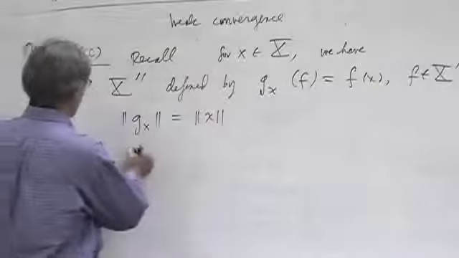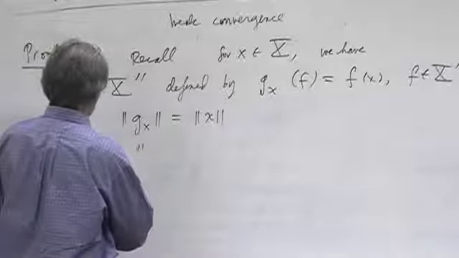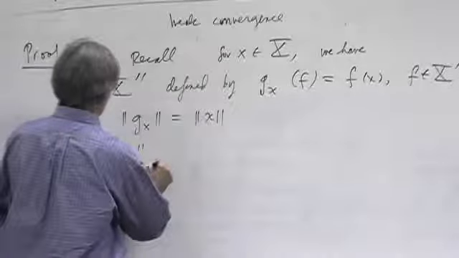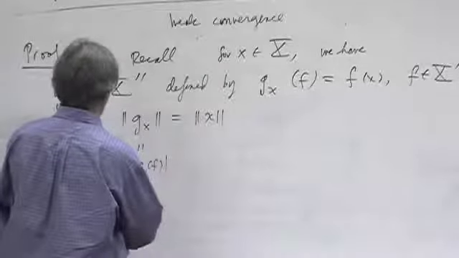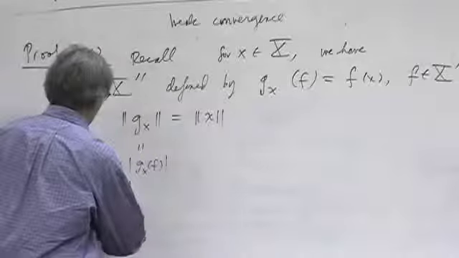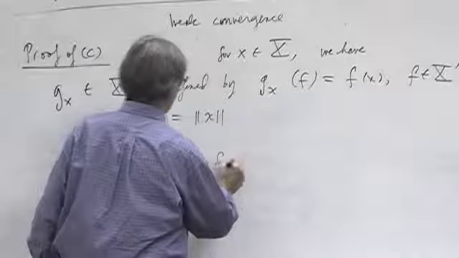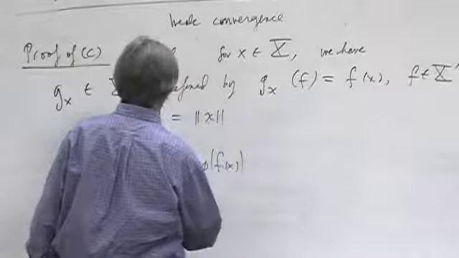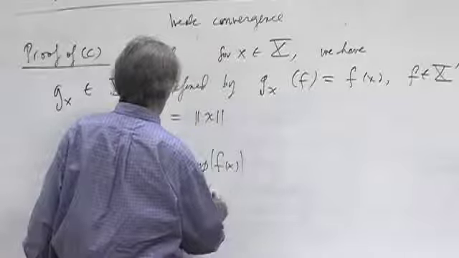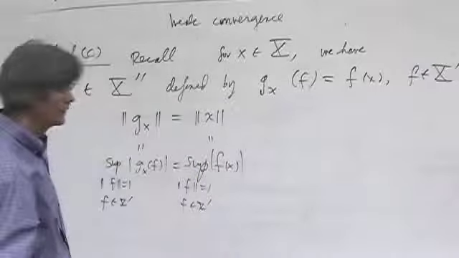So this norm of g sub x is equal to the supremum over all f in x prime of norm 1 of g sub x of f. But of course that's just equal to the supremum of f of x by its definition, norm f equals 1, f in x prime, which we just said by 4.3-4 was equal to the norm of x. Okay?